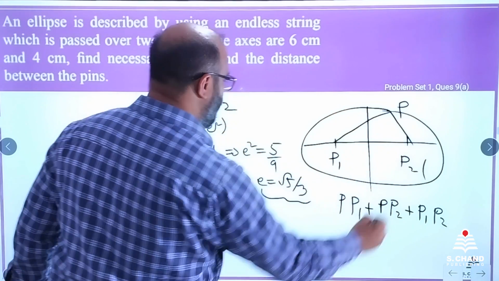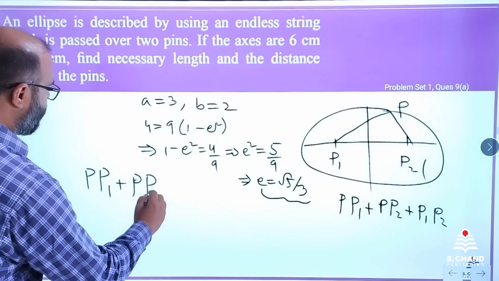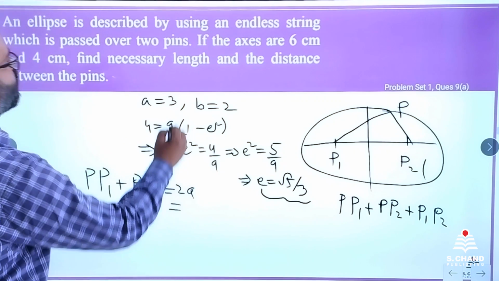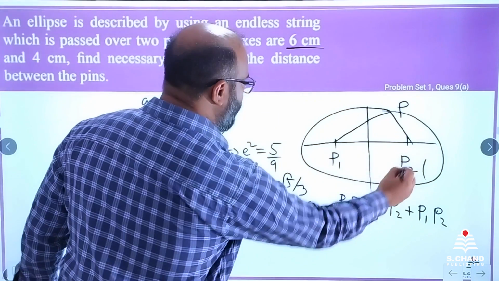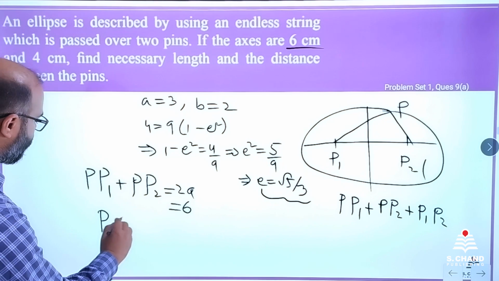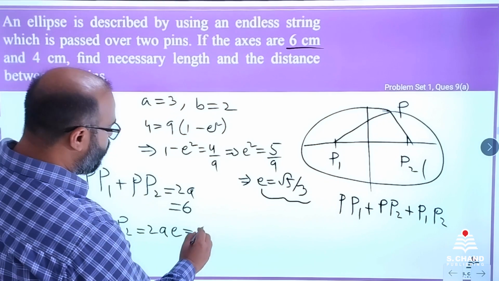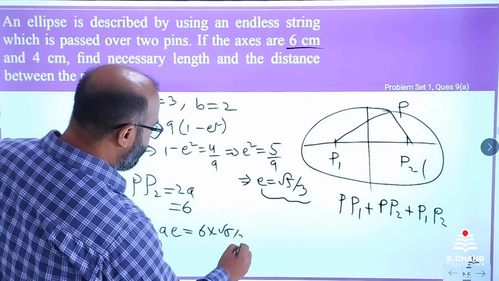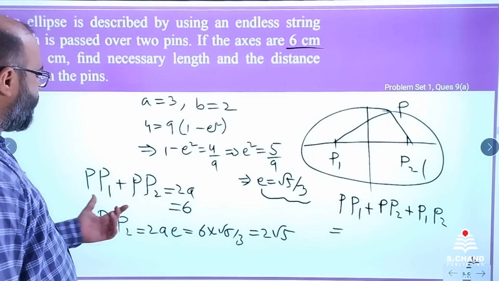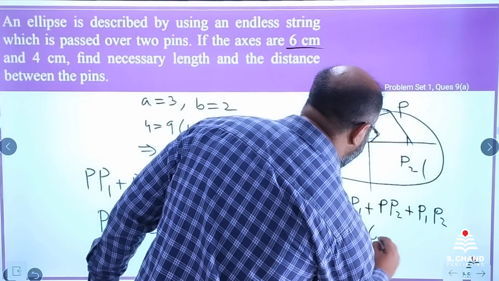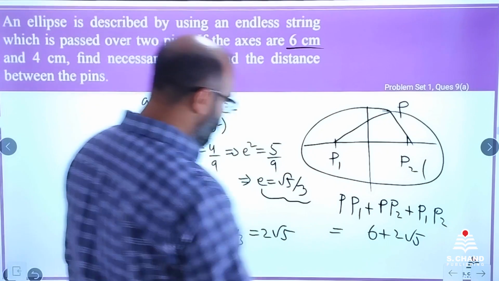So we have to find, after finding E, PP1 plus PP2. Even if you don't find E, PP1 plus PP2 is easy to find because it is equal to 2A and 2A is equal to 6. So this is 6. And if you talk about P1P2, then you have to find E because P1P2 is 2AE. So this will be equal to 6 into root 5 by 3. So this will become 2 root 5. So finally you will get the total value as 6 plus 2 root 5. And only P1P2 is 2 root 5. That is the distance between the pins.